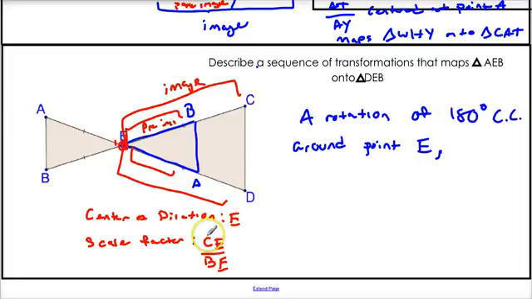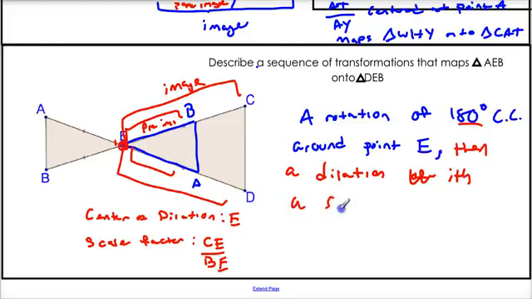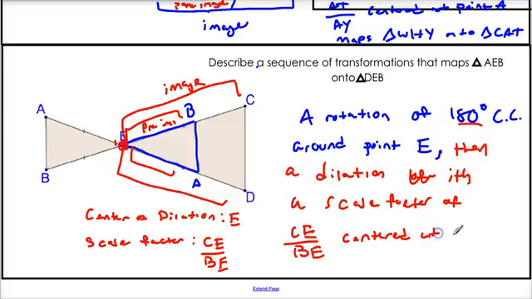So now that we got our center of dilation and our scale factor, let's just write it out. So after a rotation of 180 degrees counterclockwise around point E, we do a dilation with a scale factor of CE over BE, centered at point E, maps triangle AEB onto triangle DEB.